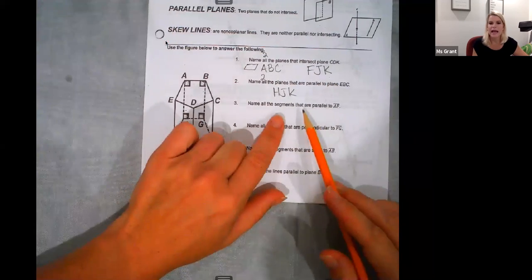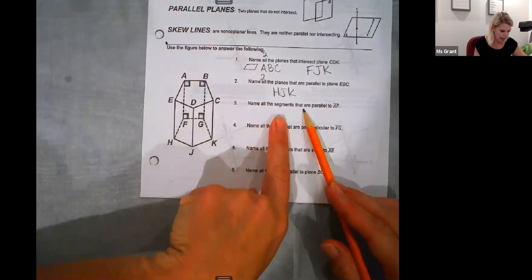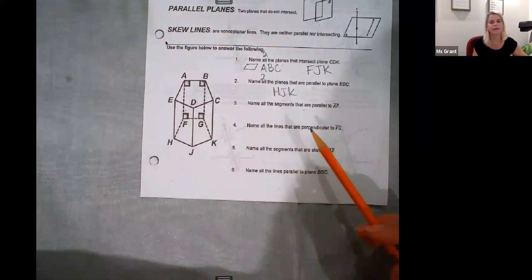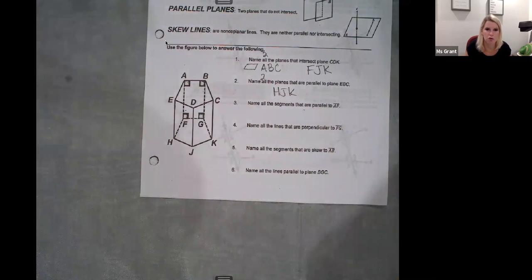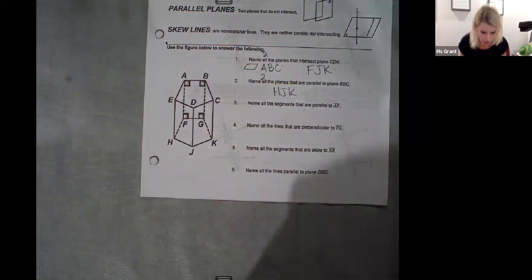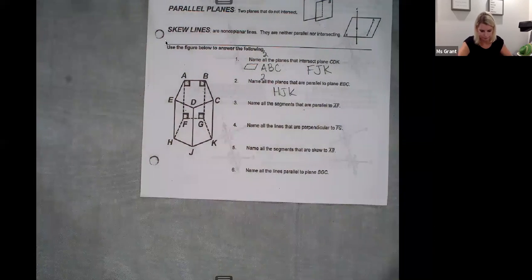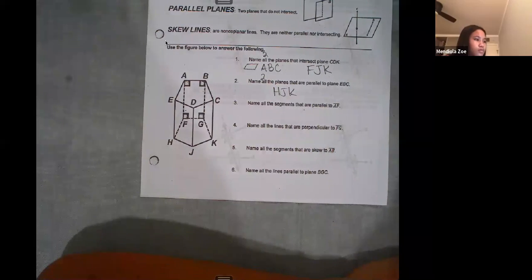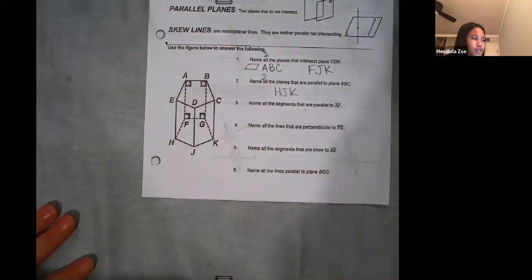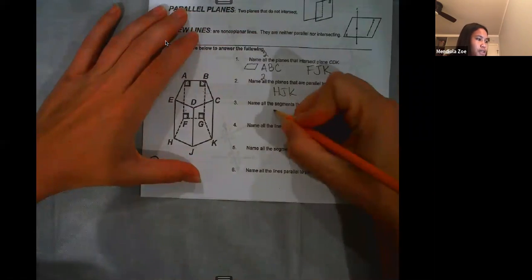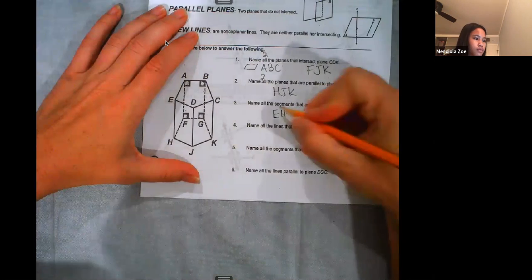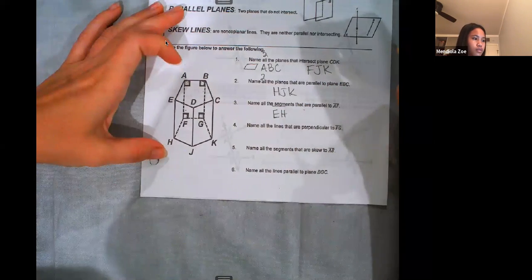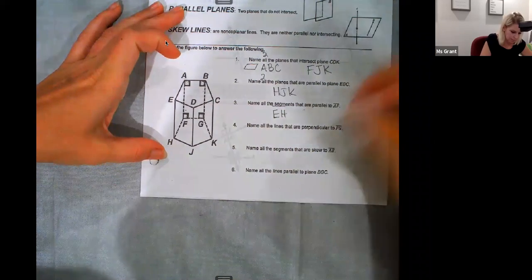Name all the segments that are parallel to AF. AF is a vertical line that goes up and down. There's 1, 2, 3, 4 other segments that are parallel to AF. Zoe, give me 2 of them. EH and BG. MBG, sure.